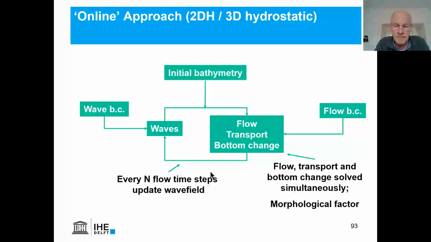That doesn't make sense. So what we do is we speed up the morphological changes by a so-called morphological factor, or MORFAC. We can easily do that by a factor of 10 to 100 or sometimes thousands, depending on how much or how little happens in one tidal cycle. The idea is that if very little happens in one tidal cycle and you multiply it by 100 and still relatively little happens, then you're okay to do that.